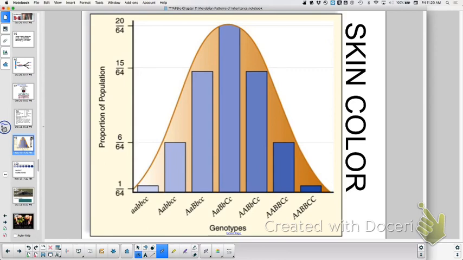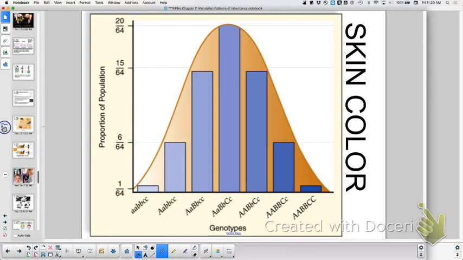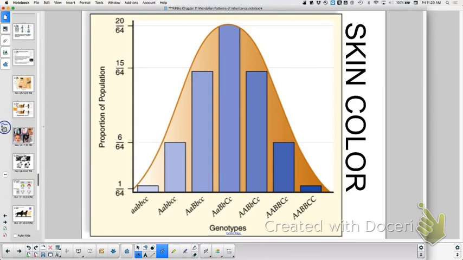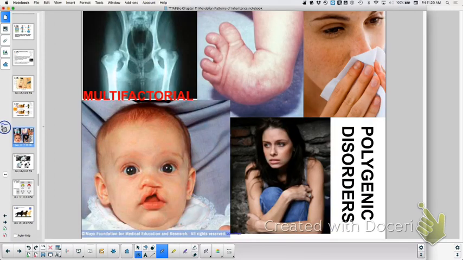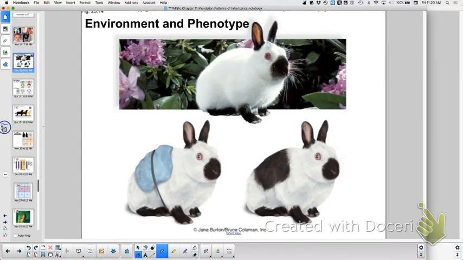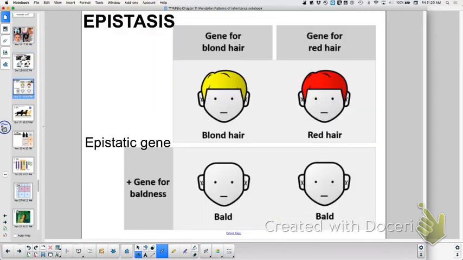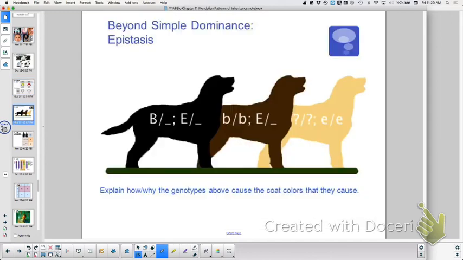Environmental influences, multifactorial traits. Traits controlled by polygenes are subject to environmental influences. Things like hypertension, diabetes, schizophrenia, allergies. And we looked at the Himalayan rabbit and how their hair changed. Okay, we talked about epistasis: a gene at one locus alters the effects of a gene at another locus. Unless you get the gene for hair, if you're going to be bald, it doesn't matter what color your hair is. Same thing here with the dogs.